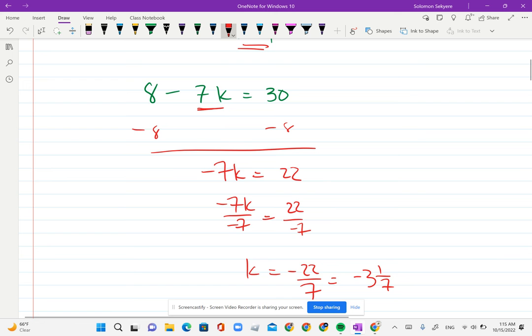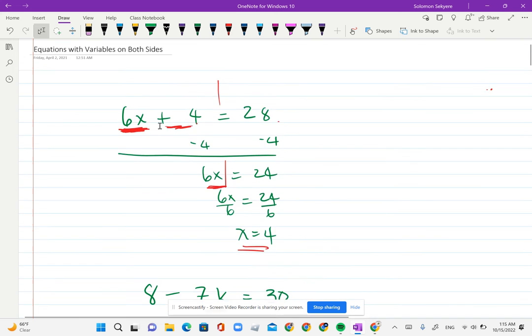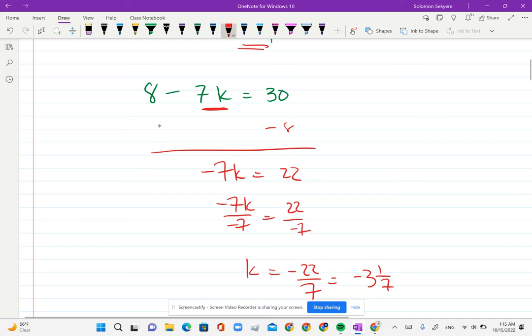And now here's another example. 8 minus 7k equals 30. How do you solve that? What's your first step? First step is to identify and underline the term involving your variable. Underline that, keep that. You see here, we wrote it first, but it shouldn't matter. Just go ahead and find that first, right?